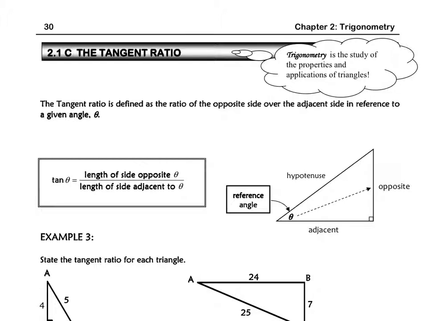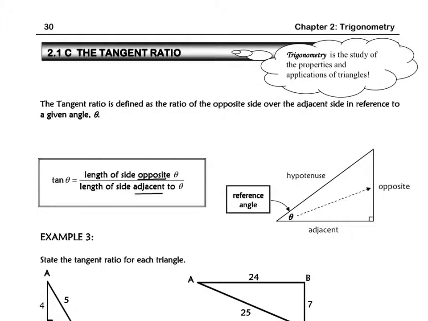Alright, so now we're getting into the tangent ratio, which is one of the trigonometric ratios that we're going to learn in this chapter. And trigonometry is basically the study of the properties and applications of triangles. So we're going to be doing right triangle trigonometry, starting off with the tangent ratio. And the tangent ratio is defined as the ratio of the opposite side over the adjacent side in reference to a given angle theta. So opposite over adjacent.